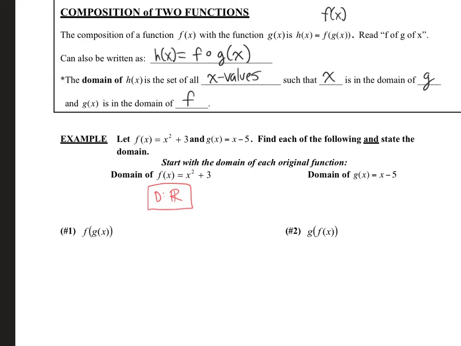What about the domain of g of x? Well, g of x is just x minus 5. Do we have a denominator? Nope. Do we have any even roots? Nope. So it's also going to be all real numbers.